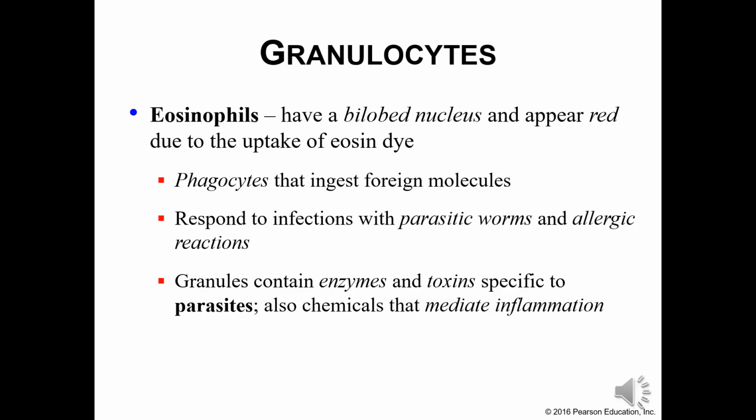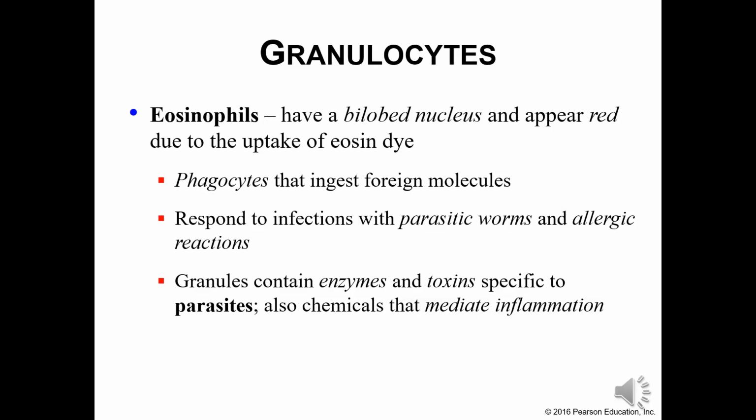The second type of granulocyte will generally have a bilobed nucleus, and these are the eosinophils. Since they take on an eosin dye and appear red, the granules appear a bright red. They're also phagocytes. They're slightly larger than the neutrophils, and they're generally going to ingest foreign molecules such as infections with parasitic worms and allergic reactions.